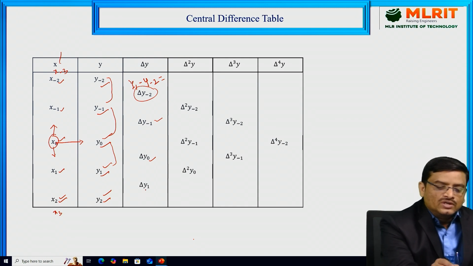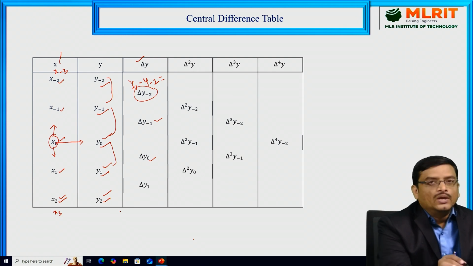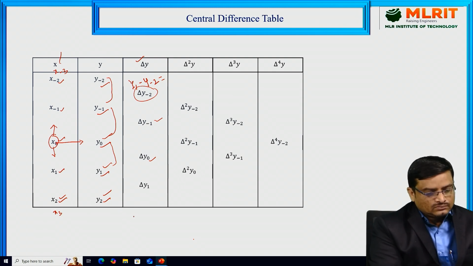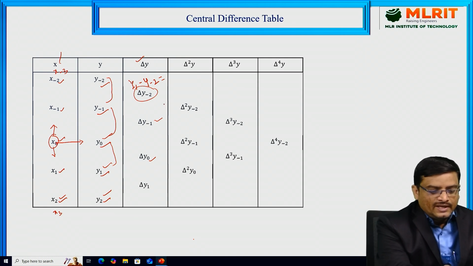So we can also construct this central difference table by using the help of this forward difference table, which is forward difference operator delta. And take the next one.